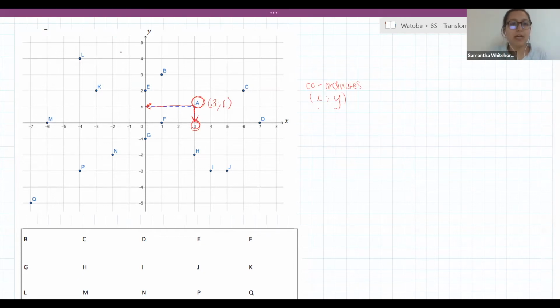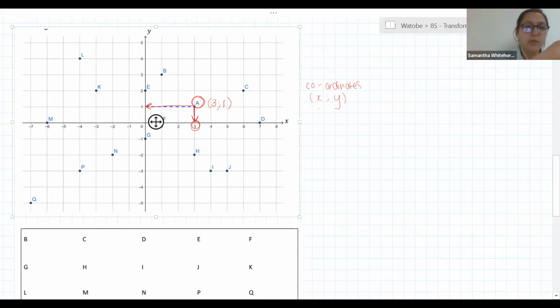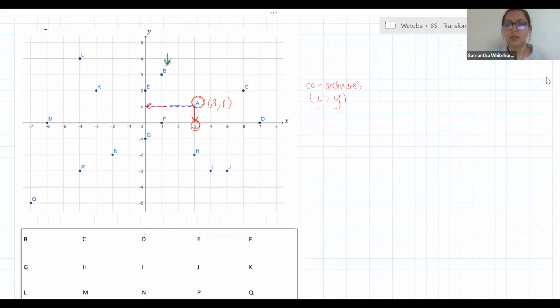Right, does someone want to try and give me the coordinate for point B? So point B is this one over here with the arrow on top of it. Right, Tandawayatu, can you tell me? B is 1, 3. Perfect. So we read off the x first, which is at 1. And then we read off the y, which is at 3. So we've got a positive 1, positive 3 for the coordinate of B. Awesome, thank you.